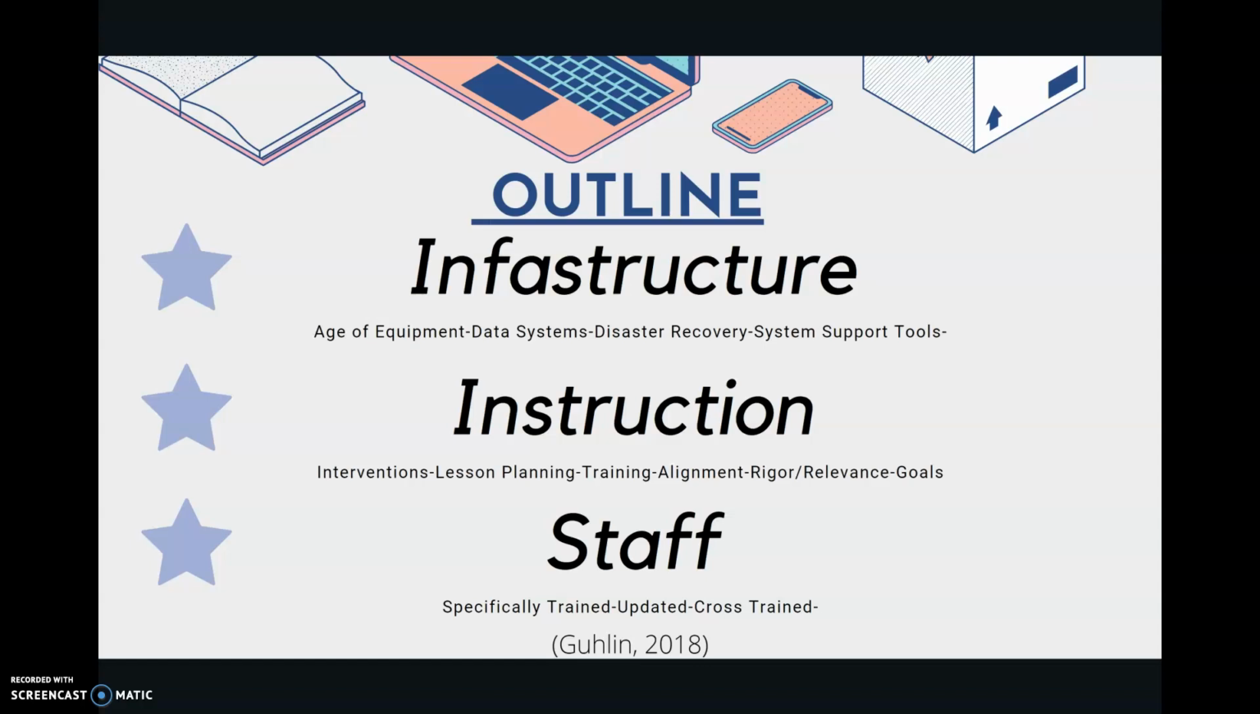Okay, the outline of the entire TIA. I love this one from the Gulen reference. It offers three very simple key points: infrastructure, instruction, and staff. So when we're building the TIA, we've got to make sure that we're taking into consideration the age of the equipment, the data systems, the disaster recovery. If we have a major power outage or there's some major breach in the system, what kind of support tools do we have for that infrastructure?